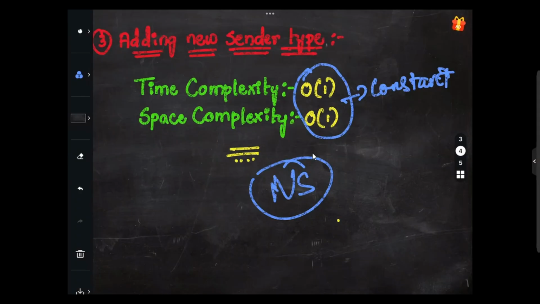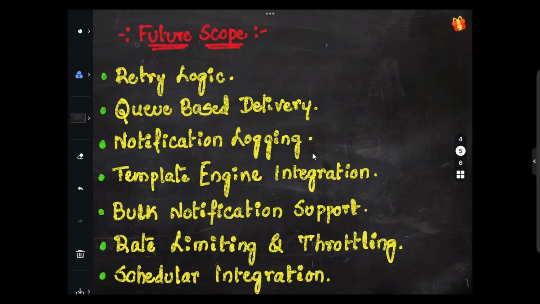I hope the complexities are completely clear for the code that we have written, right? Next, what shall we do? Let's discuss the future scope, the last topic. Here, let's discuss some of the future scope that we need to keep in mind while we write the code or before writing the code.